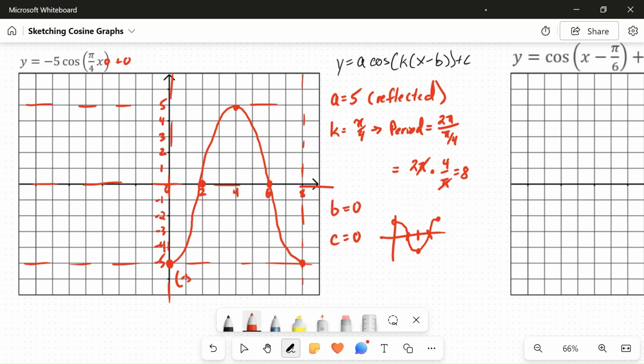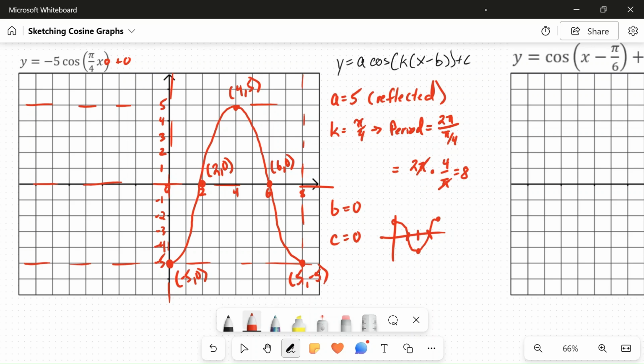So it starts at -5, 0. It's going to pass through the x-axis at 2, 0. Its maximum is going to be 4, 5. It's going to hit the x-axis again at 6, 0. And then it's going to end at 5, -5.